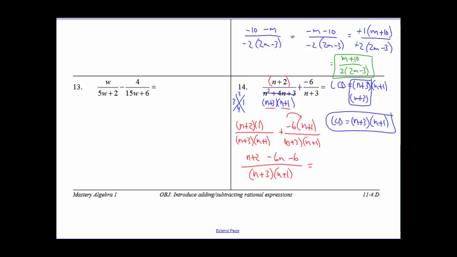Negative 6n plus n gives us negative 5n. And 2 minus 6 gives us negative 4 all over n plus 3 times n plus 1. Now we look to, can we factor? Can we simplify? There's nothing in common with negative 5 and the 4. The binomial is already broken down, so this is our final answer.